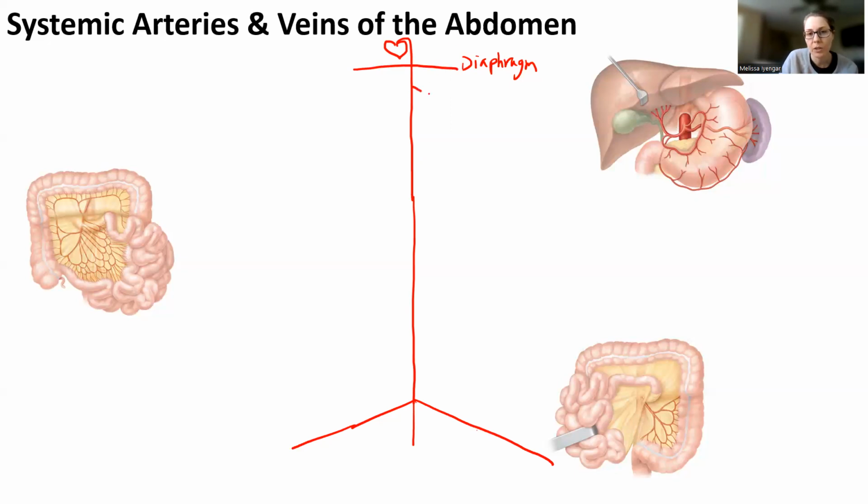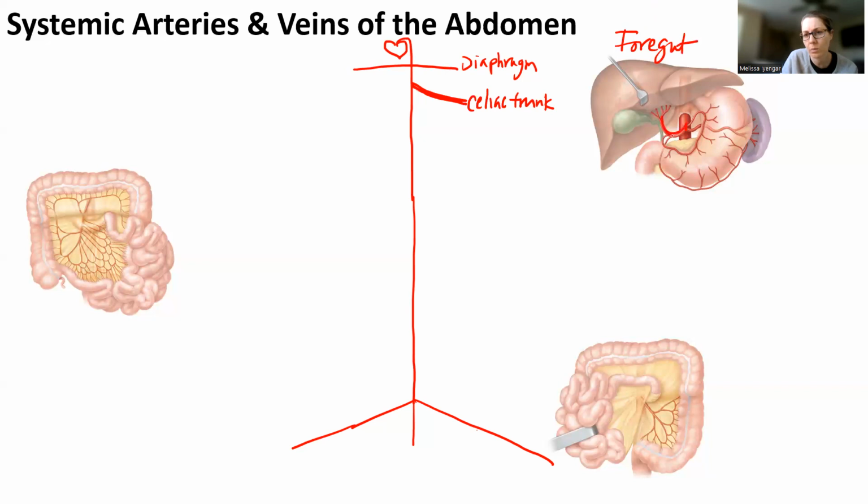The very first branch that you should know that comes off of the abdominal aorta is celiac trunk. Celiac trunk supplies to all the foregut structures, meaning to the stomach, the liver, the pancreas, the duodenum, all that stuff. Okay, so celiac trunk is going to come over here to foregut. That's what this blood vessel is right there.